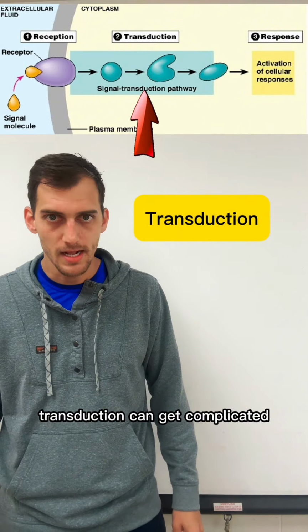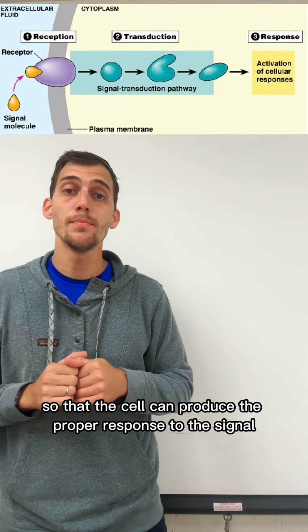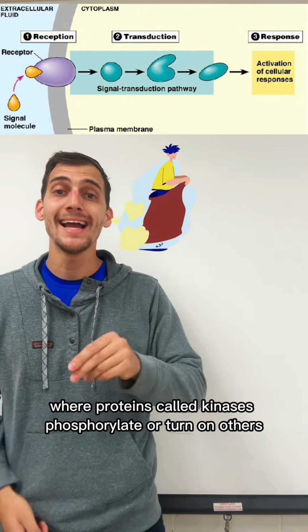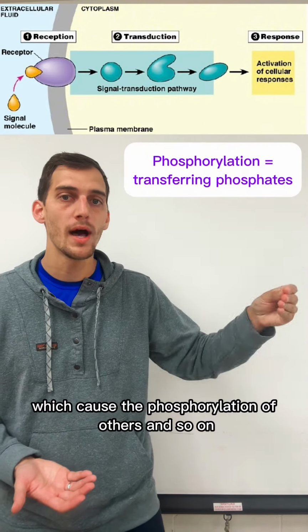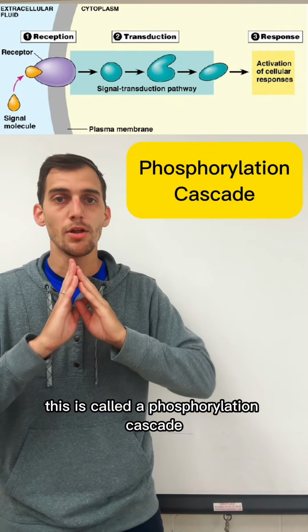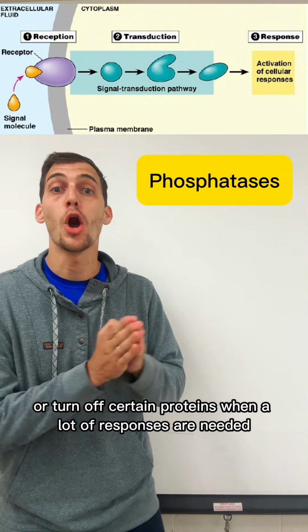Transduction can get complicated, but it basically takes the message from the outside of the cell and brings it inside so that the cell can produce the proper response to the signal. This works like a relay race where proteins called kinases phosphorylate, or turn on, others, which causes the phosphorylation of others and so on until the right protein or enzyme is activated to produce the response. This is called a phosphorylation cascade. Phosphatases do the opposite of kinases, or turn off certain proteins.